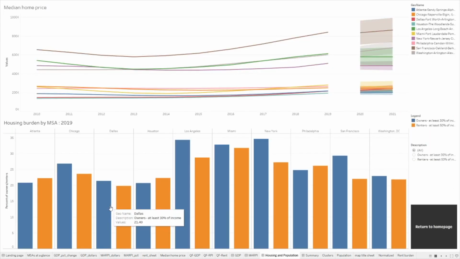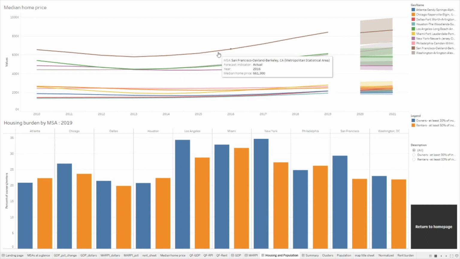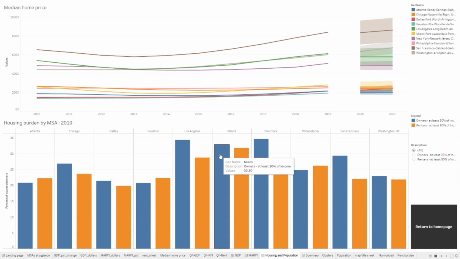Next, let's go to population and housing, where again we see median home price in San Francisco is much greater, and it increases at a rate that is much greater than the other MSAs. We also see Miami has a large amount of rent burden, or rather housing cost burden, for renters.